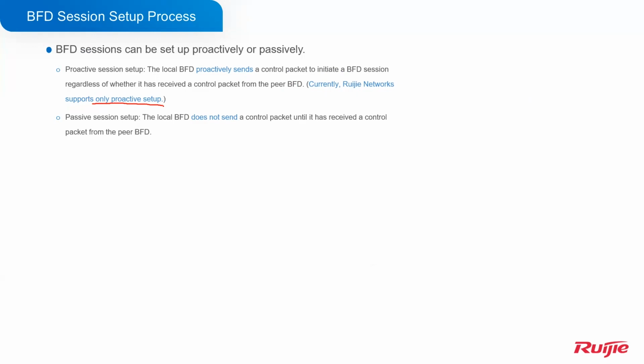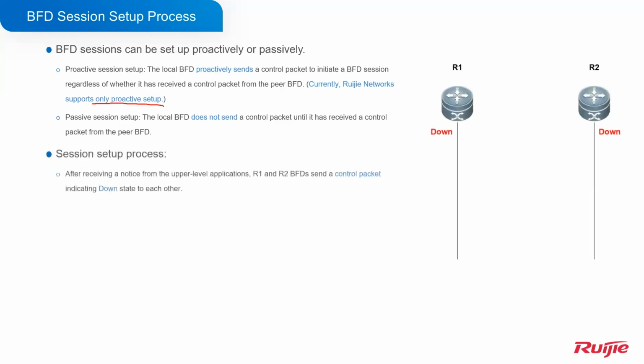Different from the proactive setup, in passive session setup the local BFD does not send a control packet until it has received the control packet from the peer BFD. Okay, and after knowing the two different modes of session setup, let's see the process.